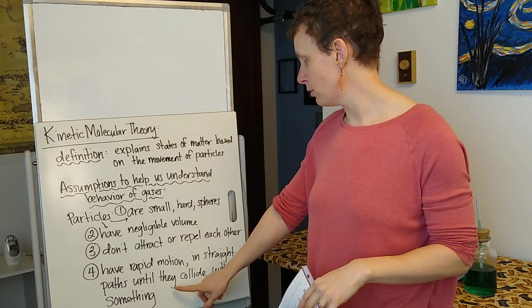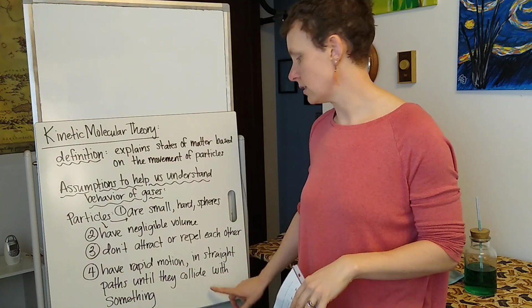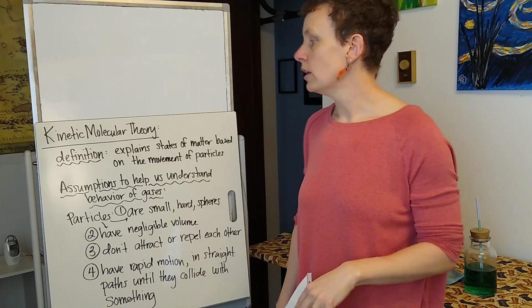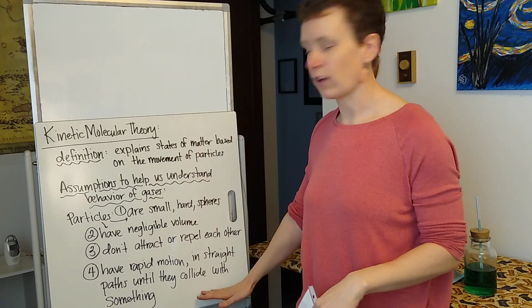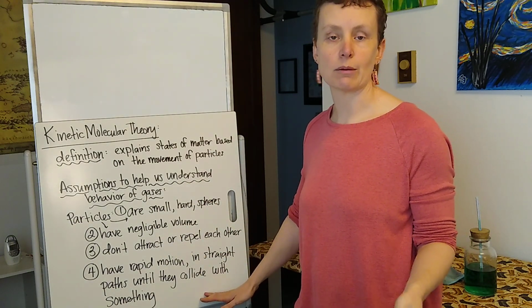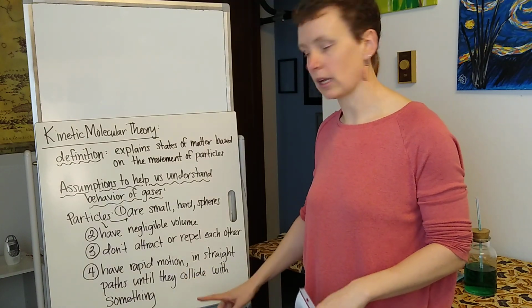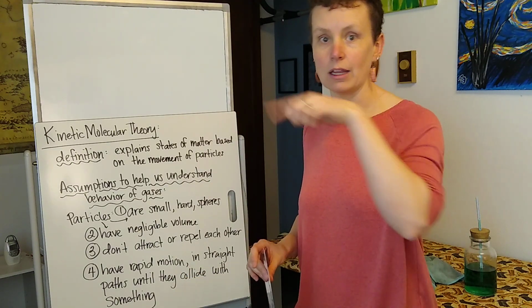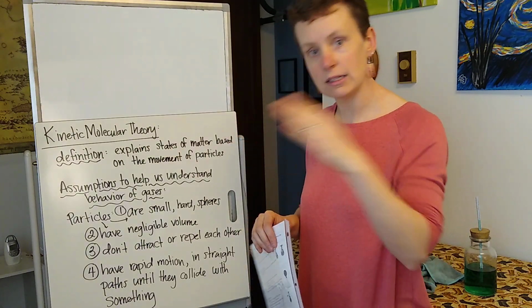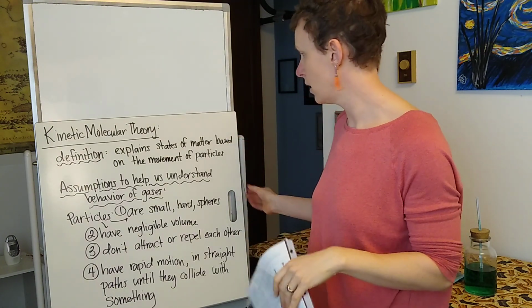And they have rapid motion in straight paths until they collide with something, okay? So a lot of this was very similar to what we wrote in our chapter 13.1 notes, okay? But rapid motion, straight paths until they collide with something. They don't just fly around like little squirrely things, okay? They have to hit stuff in order to change directions.